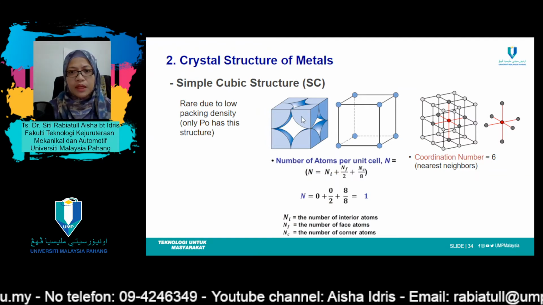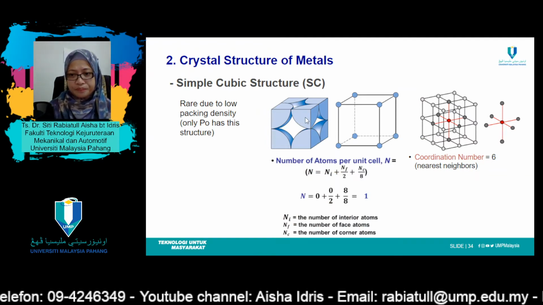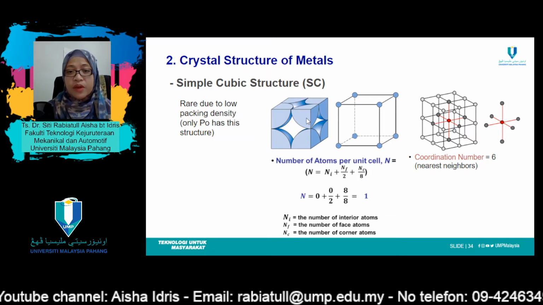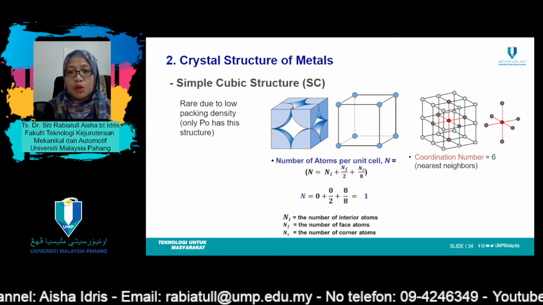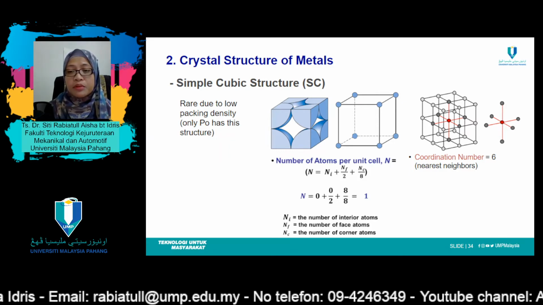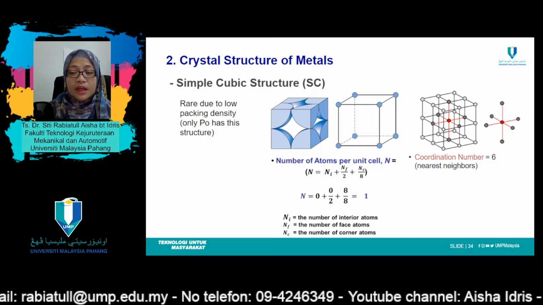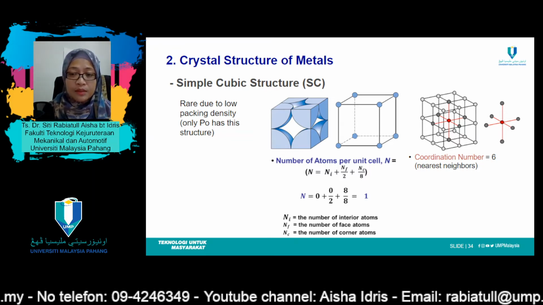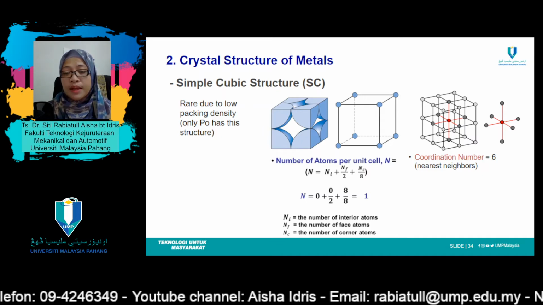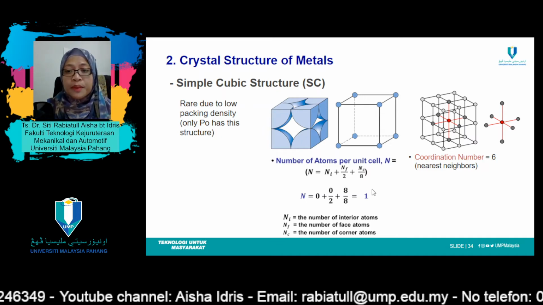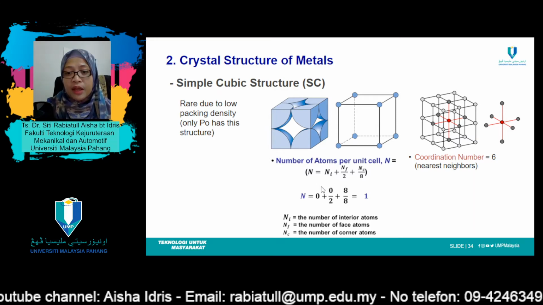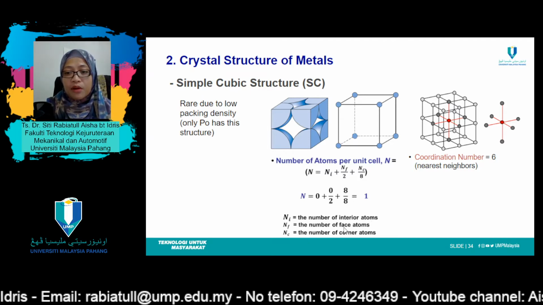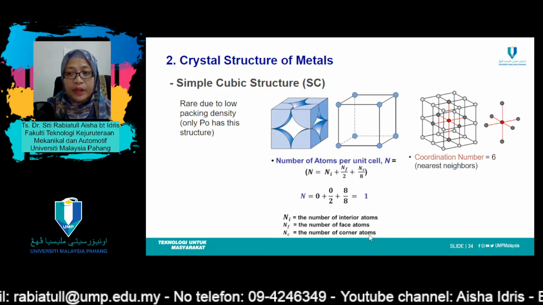Okay, first of all, let's look at the simple cubic structure. Actually, the simple cubic structure is very rare because of its low density. So normally we don't use a simple cubic structure. The most common ones are BCC, FCC, and HCP. However, the way we calculate the number of atoms per unit cell is more or less the same. And the formula is N equals Ni plus Nf over 2 plus Nc over 8. Ni represents the number of interior atoms, Nf represents the number of face atoms, and Nc represents the number of corner atoms.